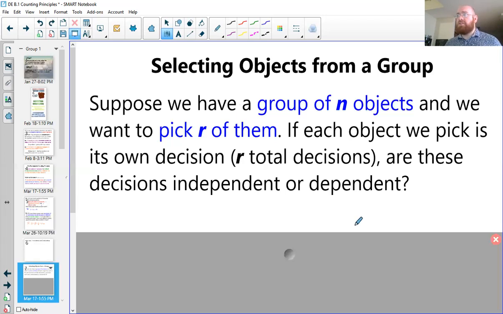Permutations. In this case, we are selecting objects from a group. So you might be wondering, what does that mean? Let's say you are shopping for hats. There are 20 different types of hats, and you have enough money to buy 3 of them. You are selecting 3 hats from a group of 20.